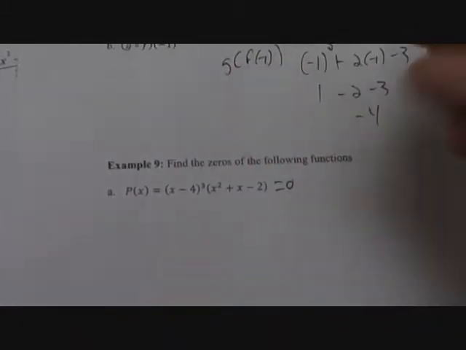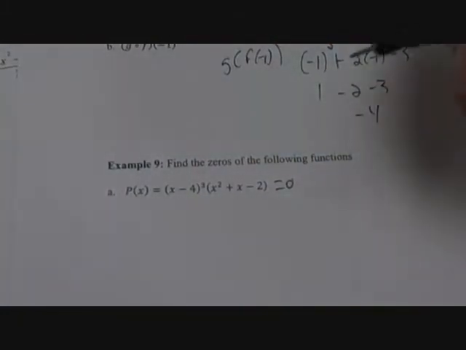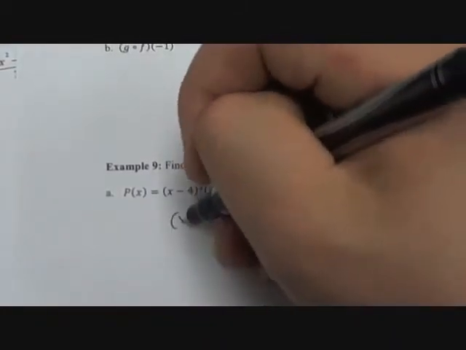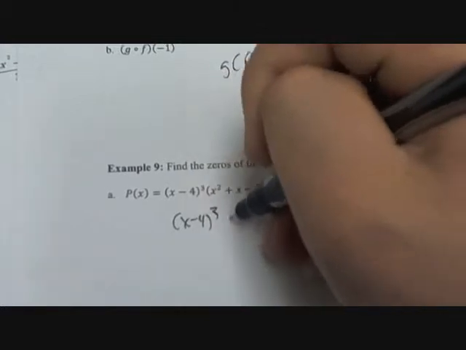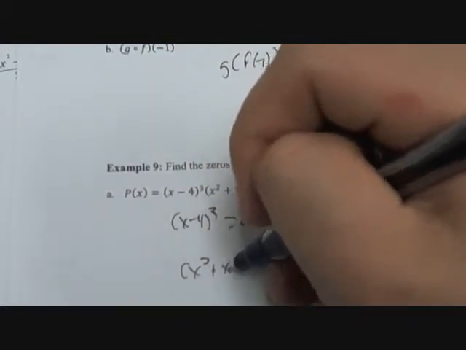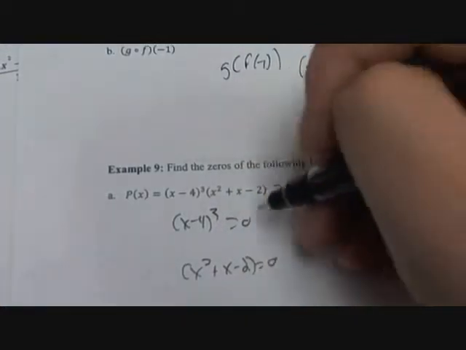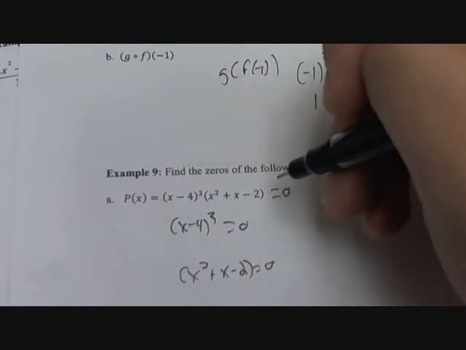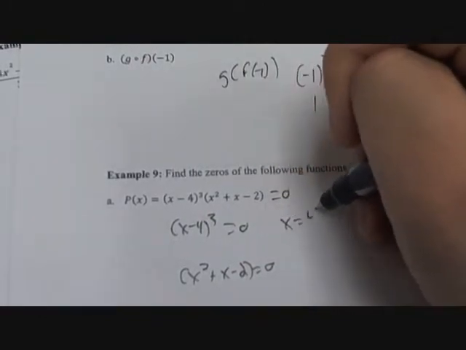Alright. So now, in order for it to be 0, only one of these has to be 0. So we have to solve for it. So x minus 4 cubed is equal to 0, and x squared plus x minus 2 is equal to 0. Alright, so this one's easy. Cube, take it out, and x minus 4, so x is equal to 4.